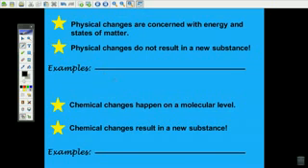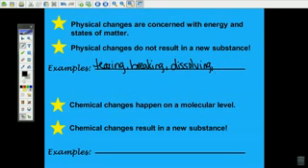Right, physical changes. Physical changes are concerned with energy and states of matter. Physical changes do not result in a new substance. So a physical change would be like if you tore a piece of paper in half, tearing, breaking glass. Just because you break it, it's still glass. Dissolving. Even if I dissolve sugar in water, I can evaporate the water and I still have my sugar. So I didn't change the sugar at all. I just mixed it really good.